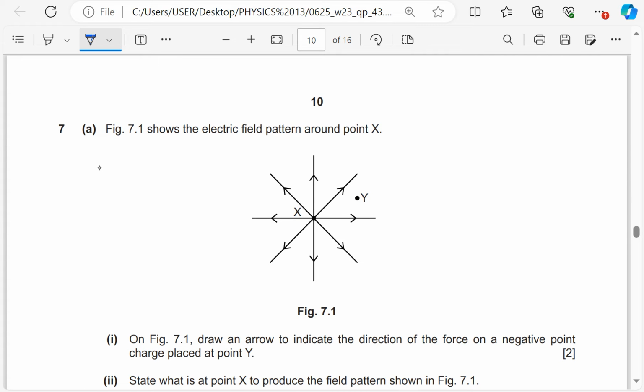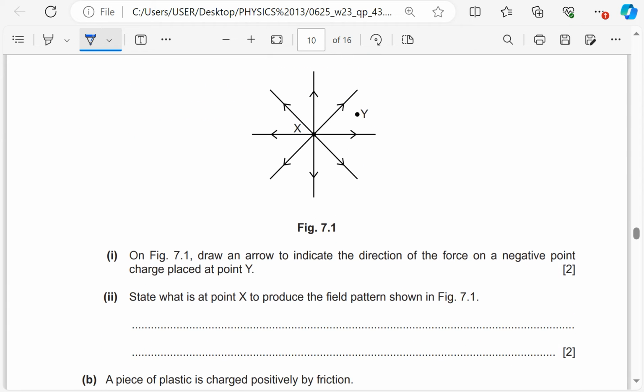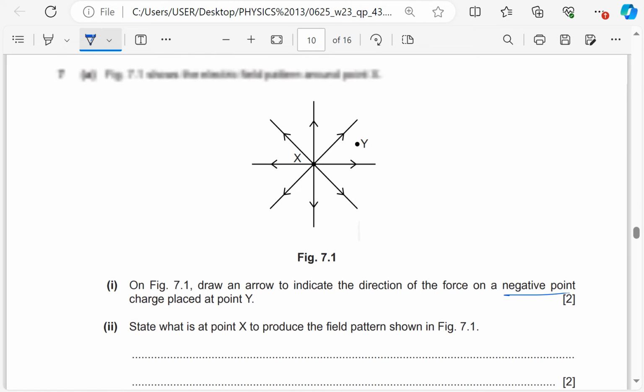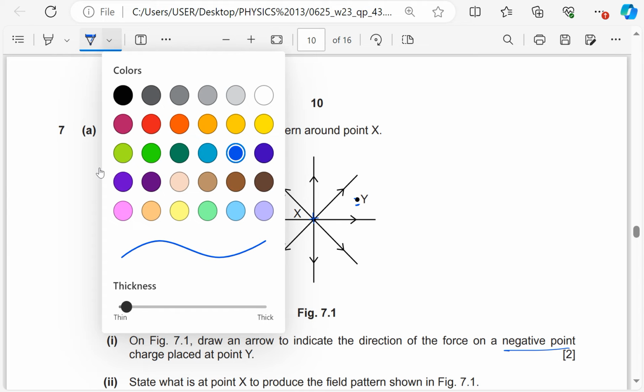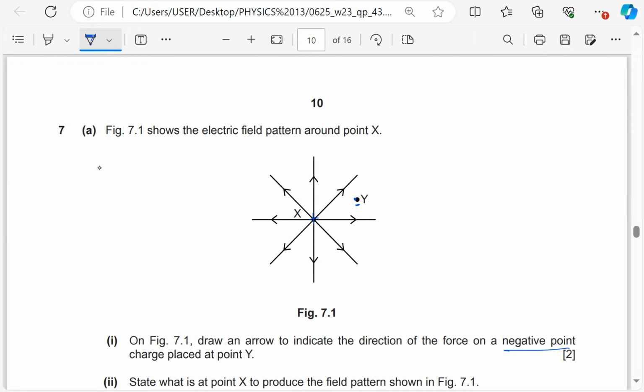The figure shows the electric field pattern around point X. On the figure, draw an arrow to indicate the direction of the force on a negative point charge placed at Y. So if we put a negative charge here, of course, the field lines are starting from X, so we have a positive charge here. A positive charge would be repelled, but this is negative, so it is going to be attracted. So I'll draw an arrow pointing towards the center. I will increase the thickness. So that is the direction of the force.